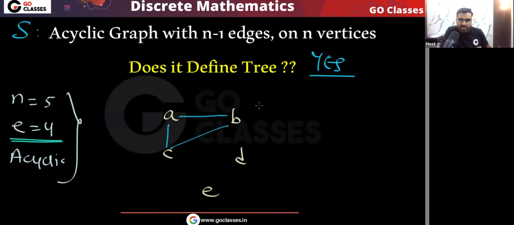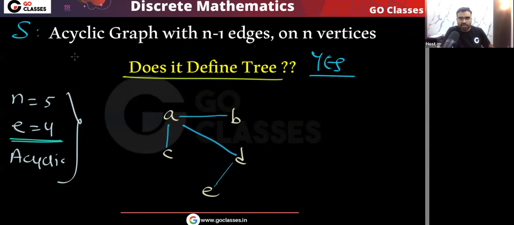I cannot put this edge because I need an acyclic graph. So I cannot put this edge, remember. Okay. So you can see I need to put 4 edges. These are 2 edges. 2 more edges I need to put. Now you can easily see I will get a tree. Okay. So remember, this is the definition of tree.